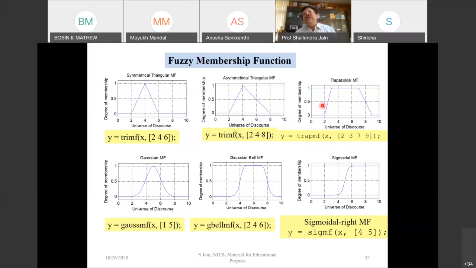This is the trapezoidal variation, where in some set of input parameters the degree is constant. This is Gaussian, this is bell-shaped, and sigmoidal left and sigmoidal right. These are some examples of membership functions.